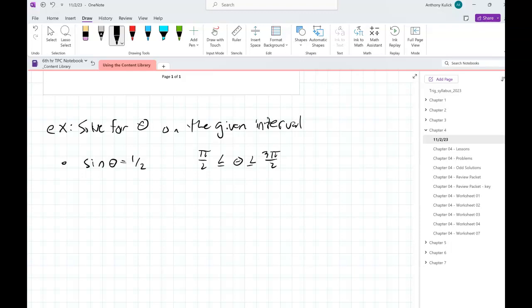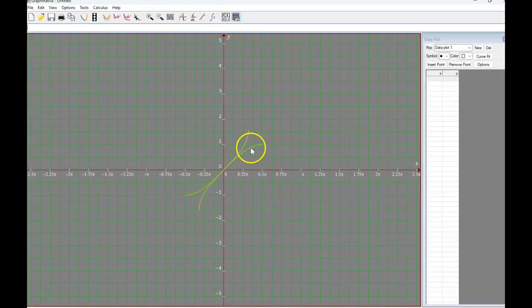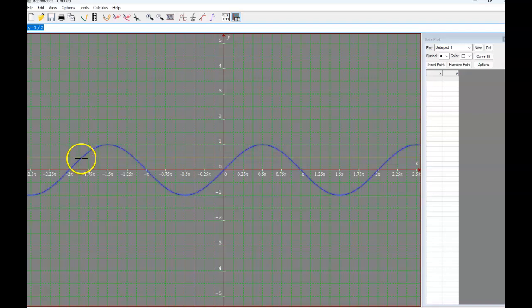So I want to talk about what this means graphically first before we go and do this on the unit circle, so that it's a little bit clearer. If I wanted to visualize this problem, we'd have our sine function, and then we have the horizontal line y equals 1/2. And every time these two intersect, that could be a possible solution, right?